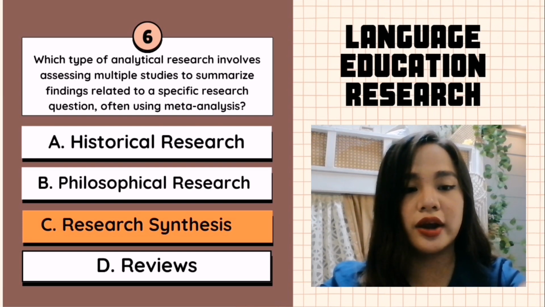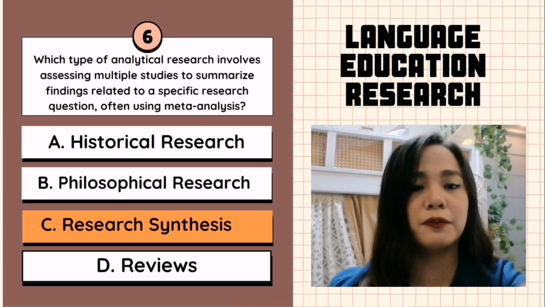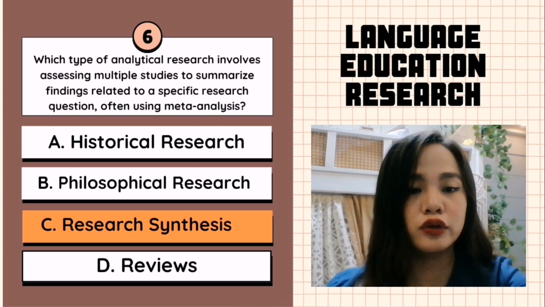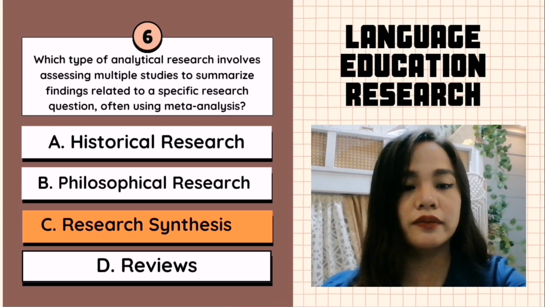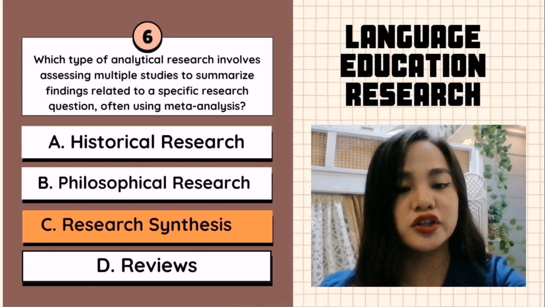So why are the other choices incorrect? Letter A is incorrect because historical research focuses on understanding and interpreting past events through documents, records, or oral accounts. It does not summarize multiple studies for a specific research question. It is concerned more with chronology and context, not comparison or synthesis. Letter B is also wrong because philosophical research deals with abstract, theoretical questions related to knowledge, values, or reality. It is conceptual, not based on combining multiple studies or using meta-analysis. It does not involve data or summarizing research findings.